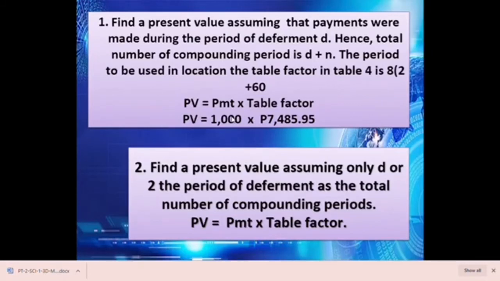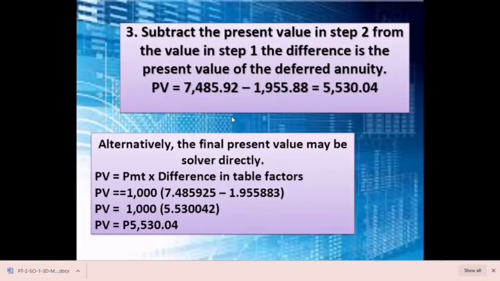So we look for the table factor, which is equal to 1.955883. Multiply 1,000 by 1.955883, and the result is 1,955.88. That is step 2. In step 3, subtract the present value in step 2 from the value in step 1. The difference is the present value of the deferred annuity.